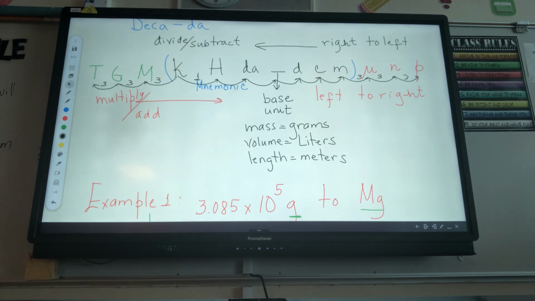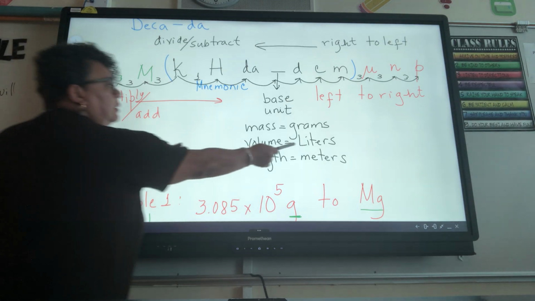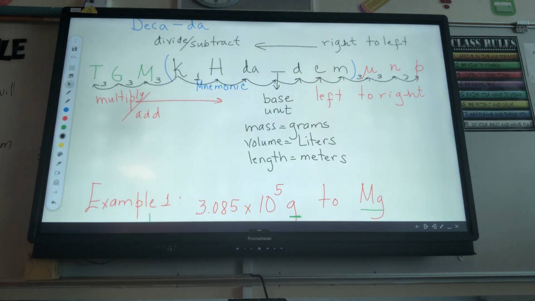Volume. What is the unit of measurement for volume in the metric system? Liters. Smaller than the liter, deciliter, centiliter, milliliter, microliter. Bigger than that, decaliter, hectoliter, kiloliter, megaliter. See? Okay, the only thing that you're changing is the prefixes. The same happens with meters. Bigger than that, decameter, hectometer, kilometer, megameter. Smaller than the meter, decimeter, centimeter, millimeter, micrometer. Questions about that? No? So ready for the first example?